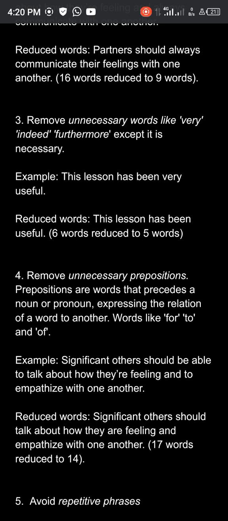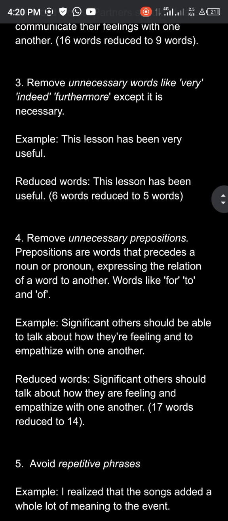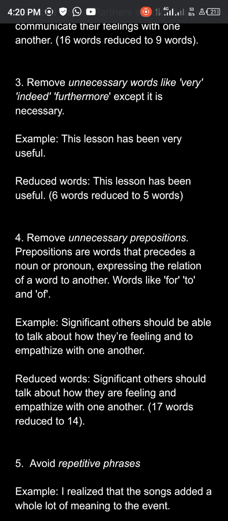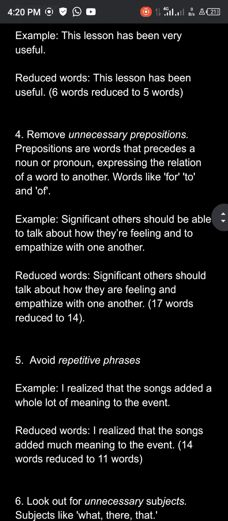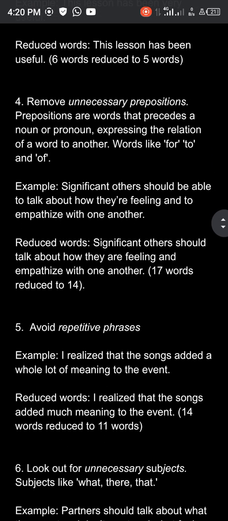Now the example there is: this lesson has been very useful. This lesson has been very useful. So you can reduce it to: this lesson has been useful. You see, I've removed the very and the words have reduced. We go to tip number 4. Tip number 4. Remove unnecessary prepositions.